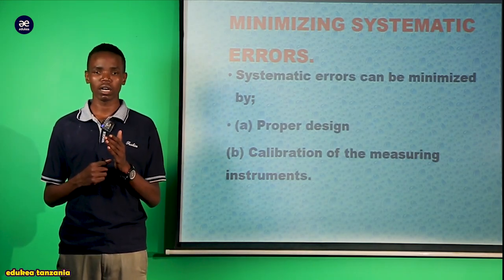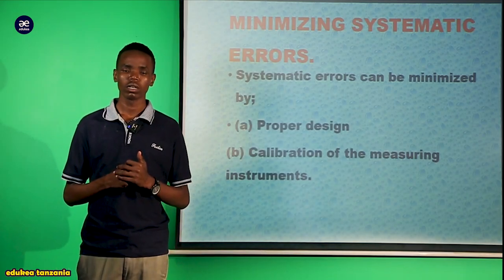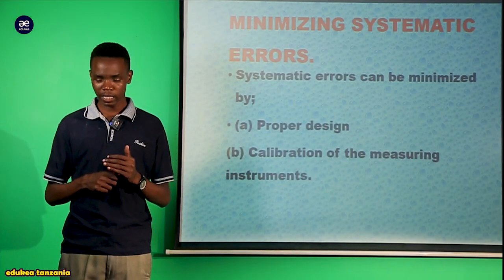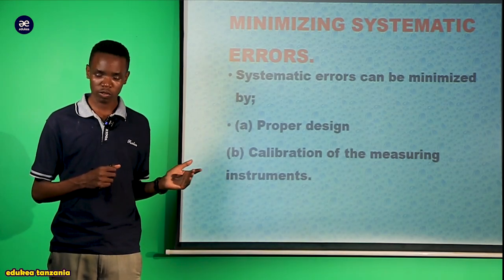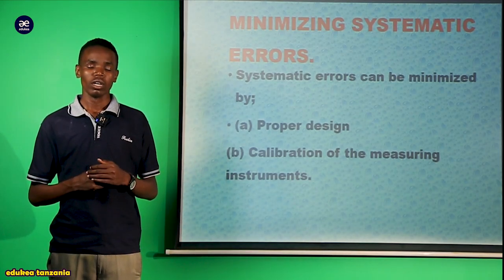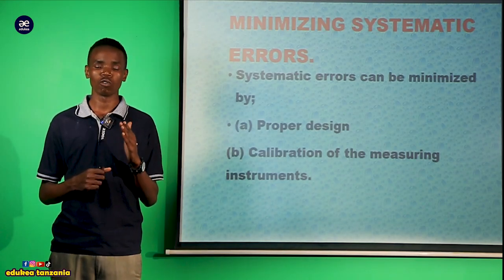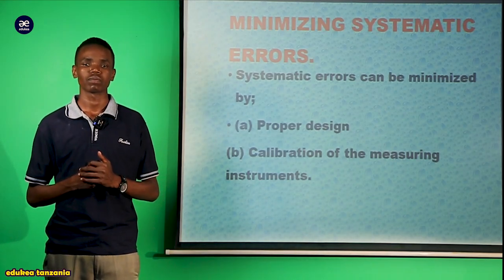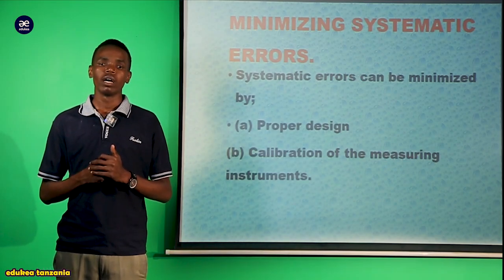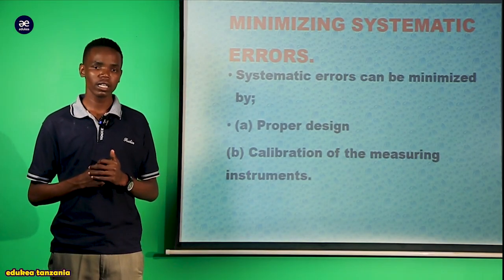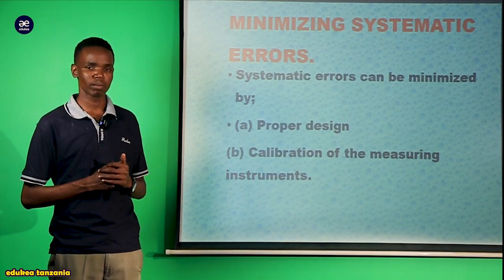So by saying that, my dear student, there are some tasks here you can try to answer. You are supposed to explain 5 causes of the systematic errors. And also, the second question, explain 3 methods used to minimize the systematic errors. This is some task that you can get for this session.